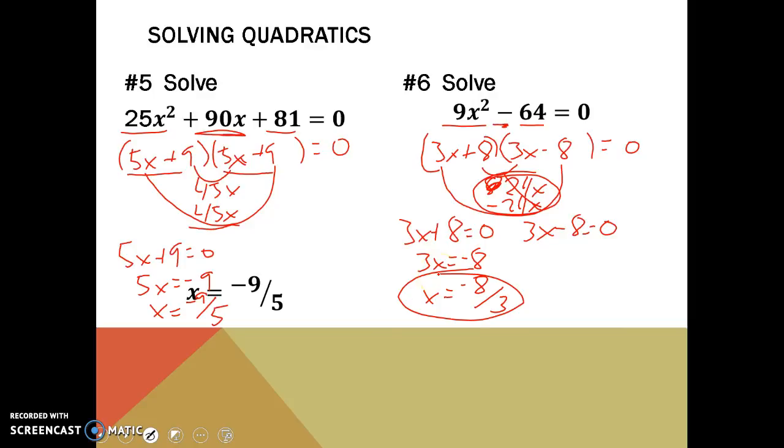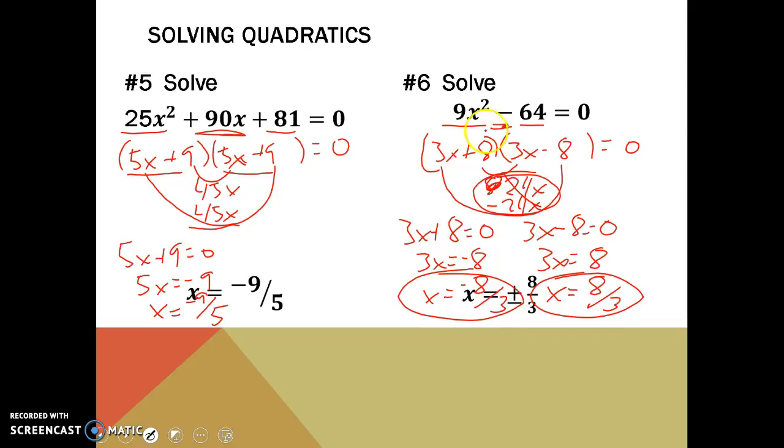The second one, if I add 8 to both sides, I'll get 3x equals positive 8. And if I divide by 3, x equals positive 8/3. And so that's one way to do that problem, but I can also do that another way.